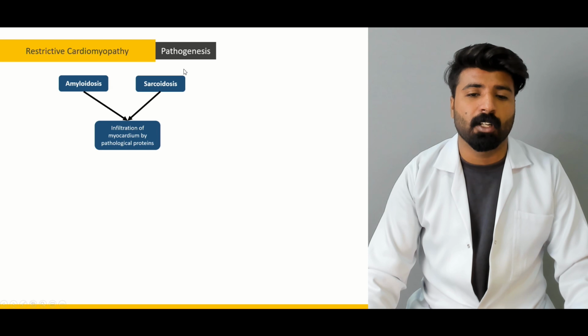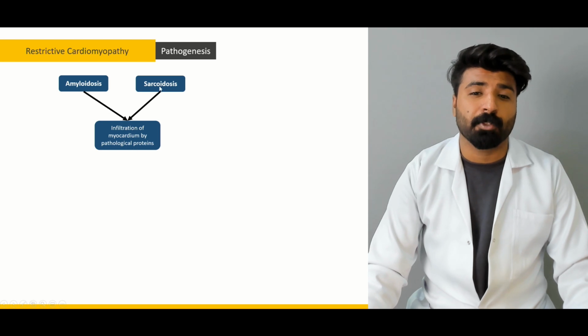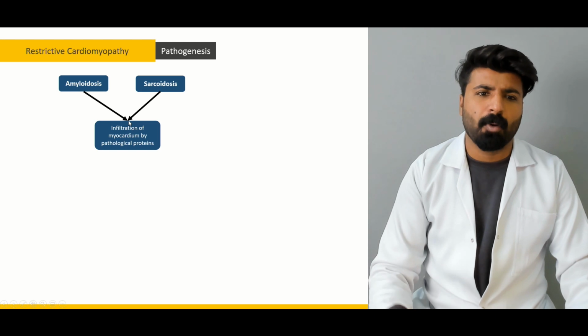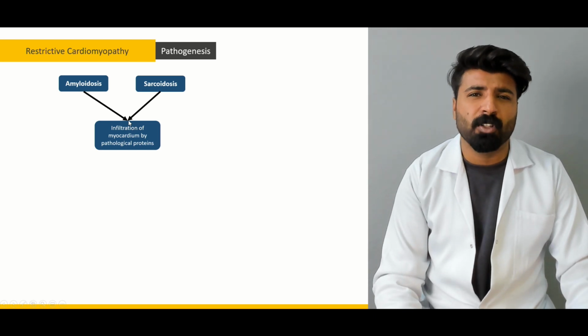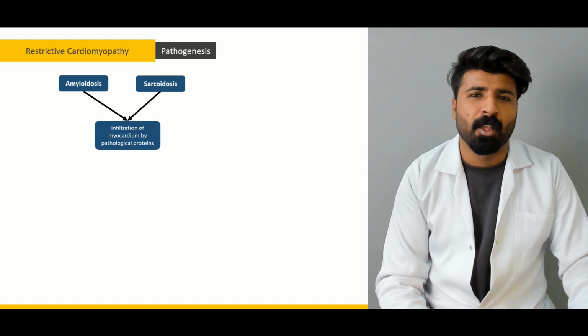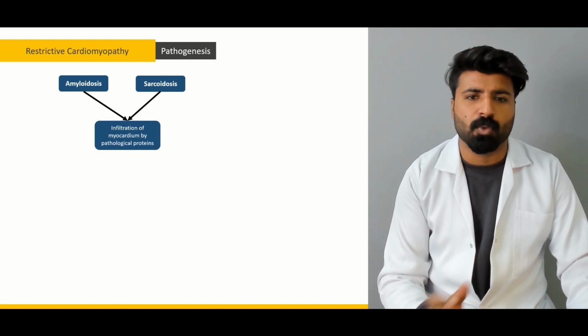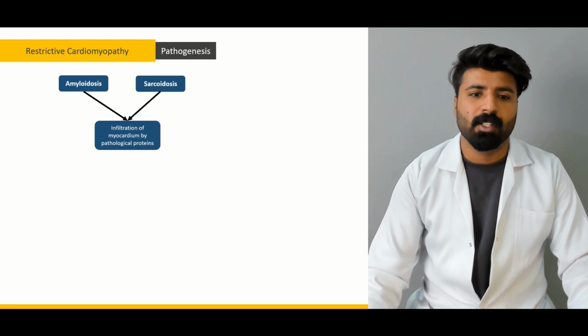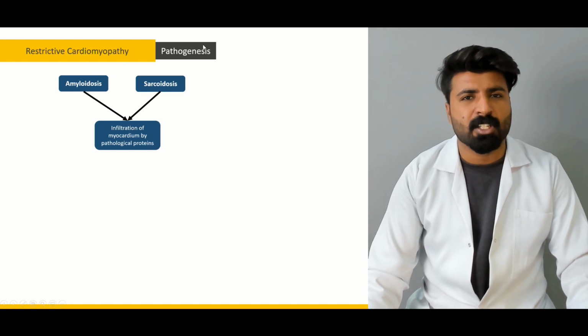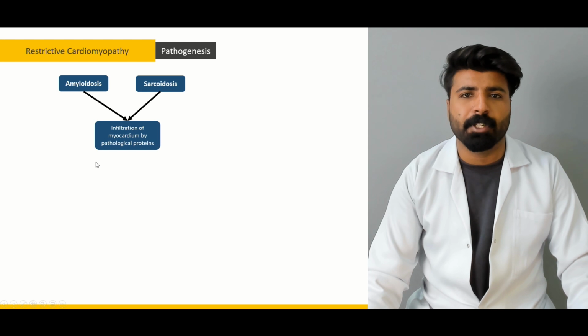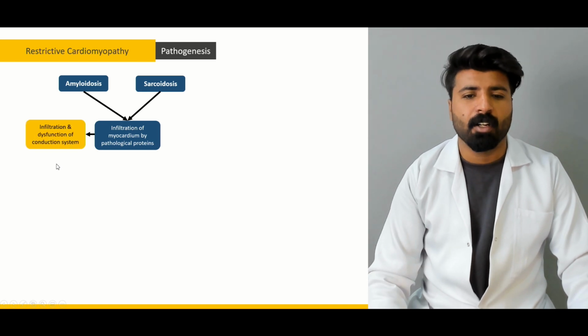In these pathological consequences, the proteins are produced. These pathological proteins are going to infiltrate the myocardium. When we talked about all of these pathologies, these are actually pathologies of the myocardium. And if any harm comes to the myocardium, this will lead to cardiomyopathy. So in these two diseases, in amyloidosis and in sarcoidosis, pathological proteins come in and infiltrate what?